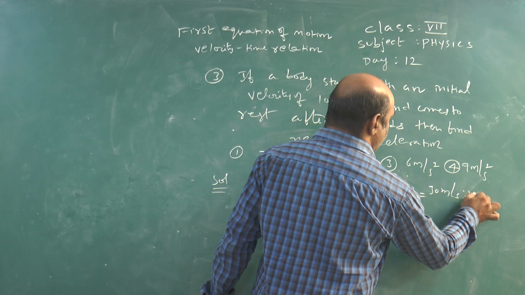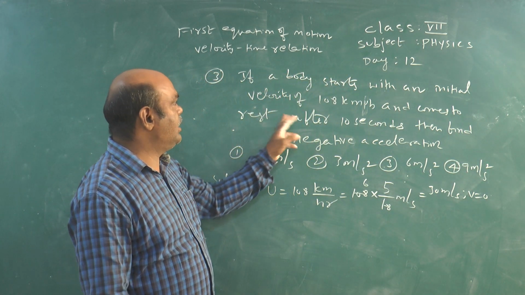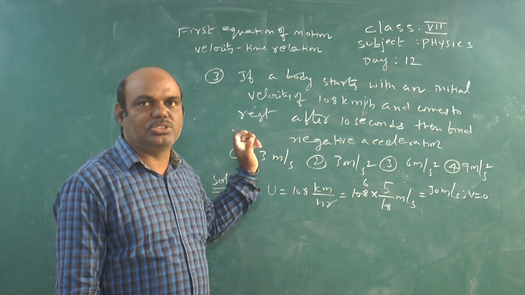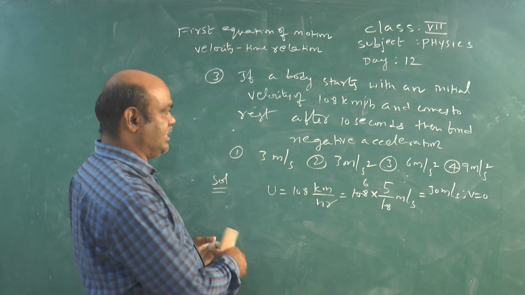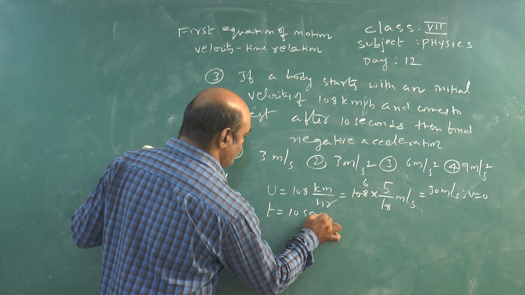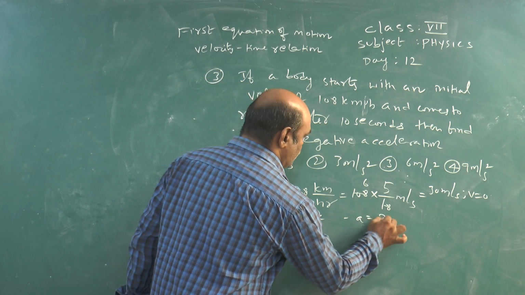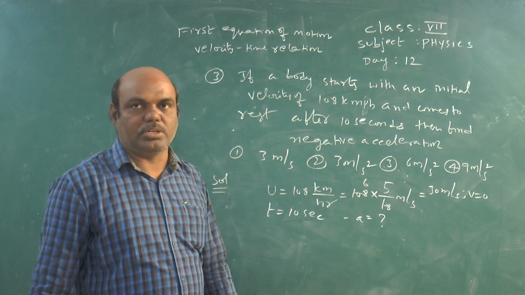And final velocity v equal to 0, because the body comes to rest. Final velocity is 0 after 10 seconds, so the time value of 10 seconds is given. Then find the negative acceleration. So minus a equal to question mark.